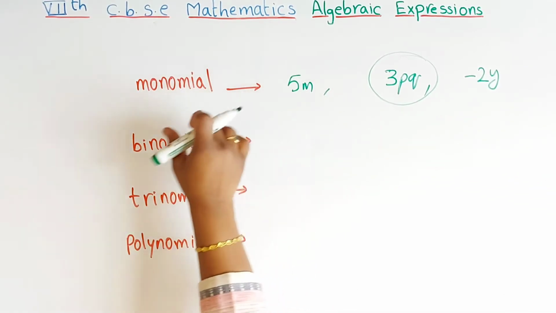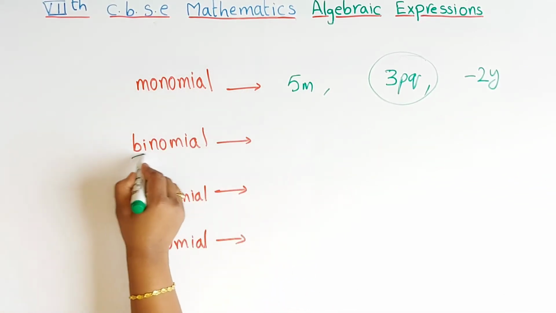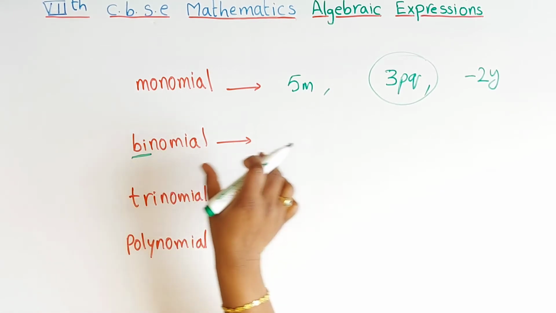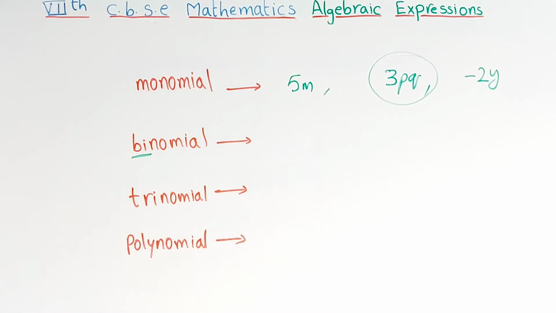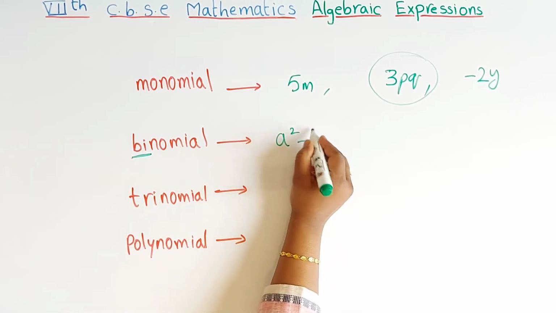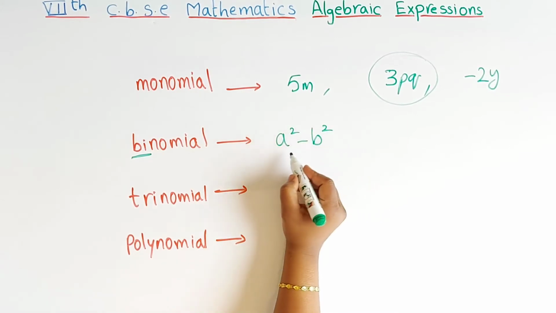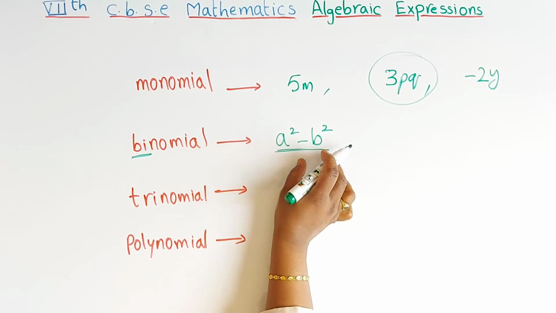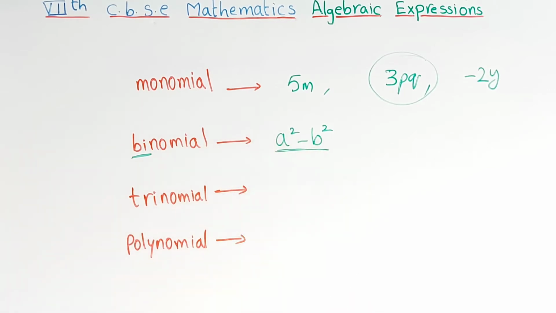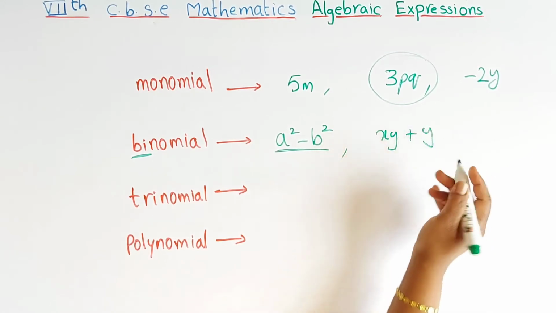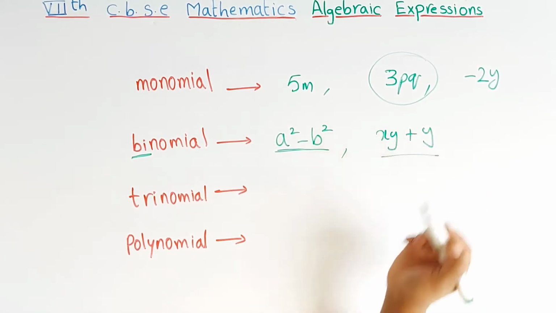Such are monomials. Binomial. Bi means two. You know that, right? An expression containing two terms is called a binomial. Example, a square minus b square. See, in this expression we have two terms. A square is one term, minus b square is one term. Right, children? xy plus y. In this expression also, we have two terms.